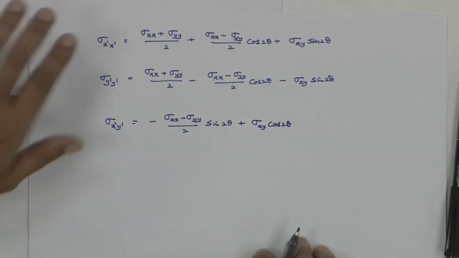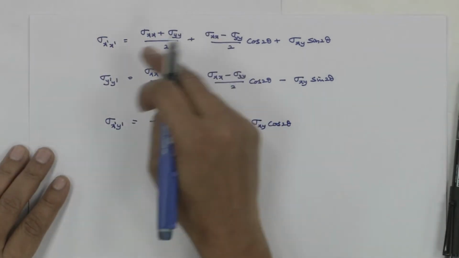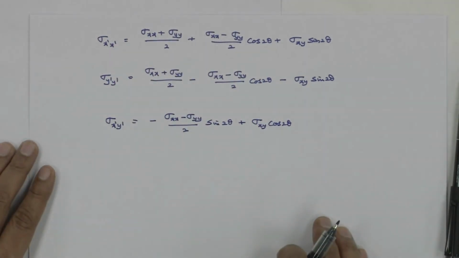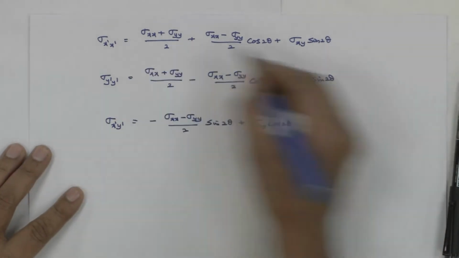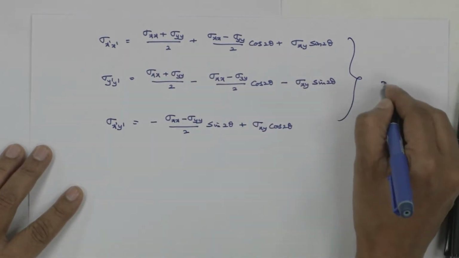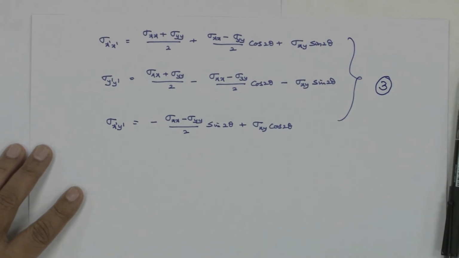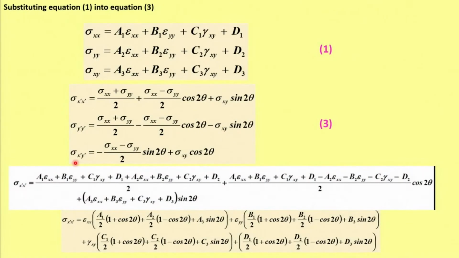That is how I can get back my xx, yy from x prime, y prime. We shall call this equation 3. Now what we will do is substitute 1 in 3. Getting back to the slides, this was 1 and this is what we got as 3. So I will substitute equation 1 in 3.